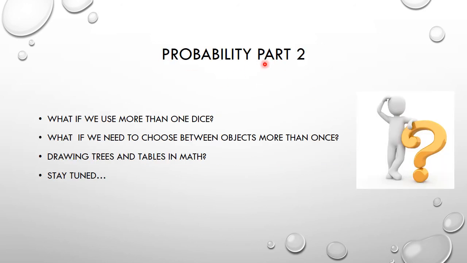In probability part 2, we'll have a look at what happens when we use more than 1 dice. What if we need to choose between objects more than once? We'll be drawing some trees and tables in math, a bit of an art lesson there, so please stay tuned and all the best to you.